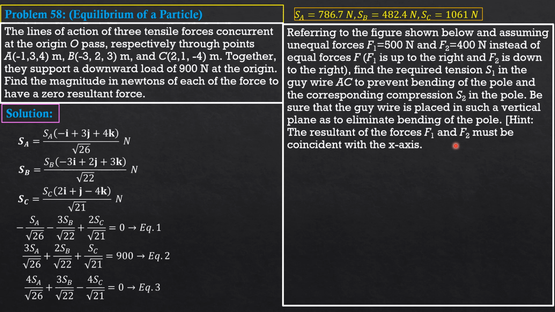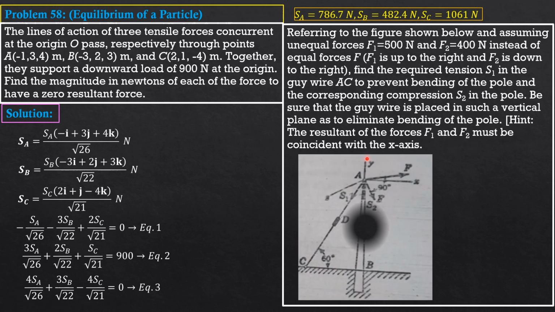The resultant of the forces F1 and F2 must be coincident with the x-axis, so that there will be no bending, such that the x component of S1 and the x component of F1 and F2, which is coincident with the x-axis, the resultant will have zero component along x, so that there will be no bending here. So show that the answers are S1 1281 newtons and S2 1109 newtons. So that's it for your part.